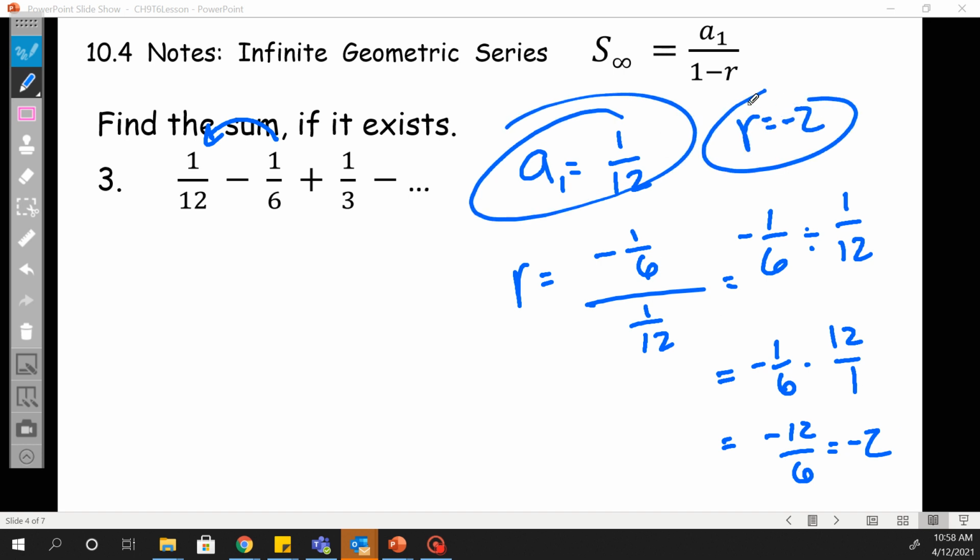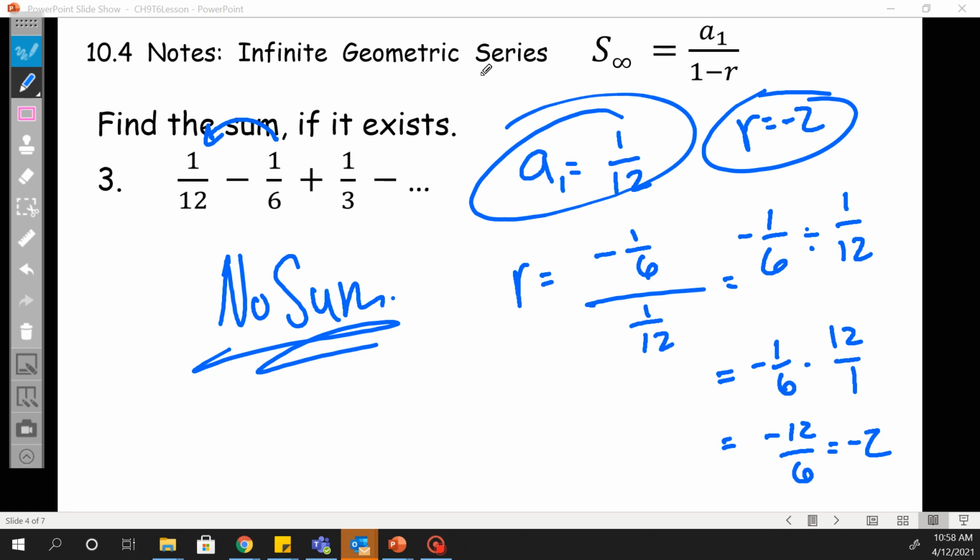Well, that is outside of the boundary. The ratio has to be between -1 and +1. -2 is not between -1 and +1, so there's no sum here either. Number 3 does not have a sum because the ratio is too small. And you can tell because, besides the negative and positive signs, the numbers are getting bigger.